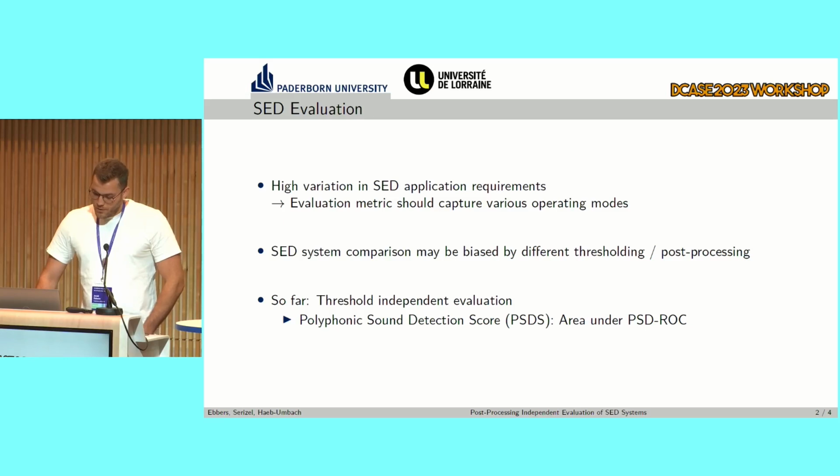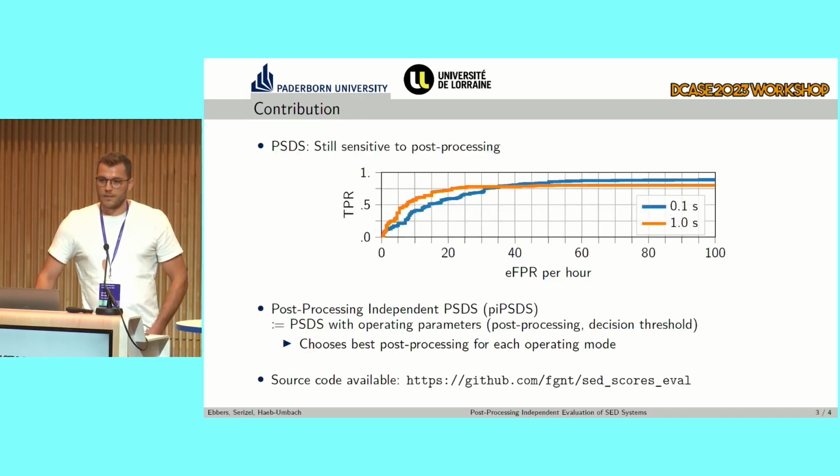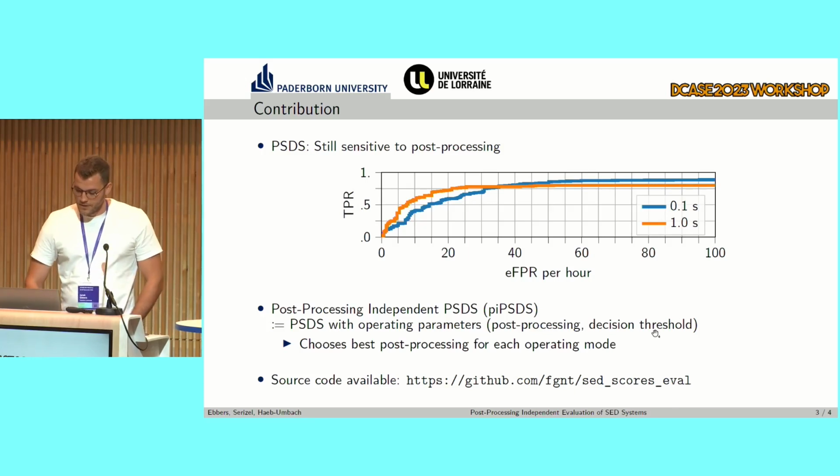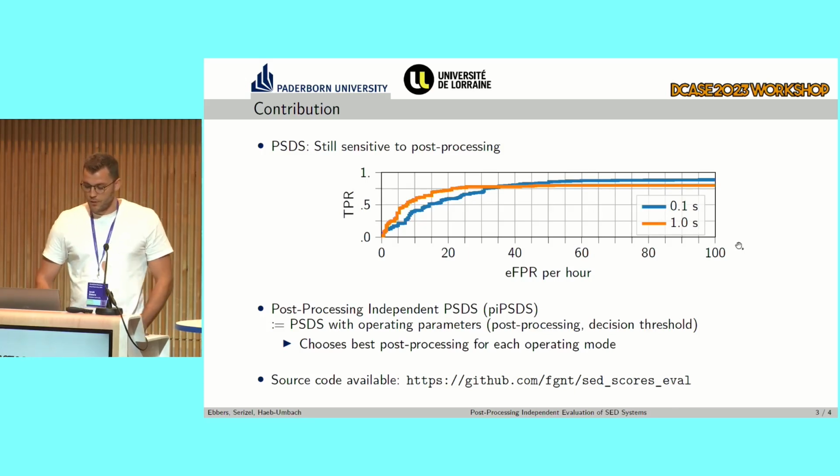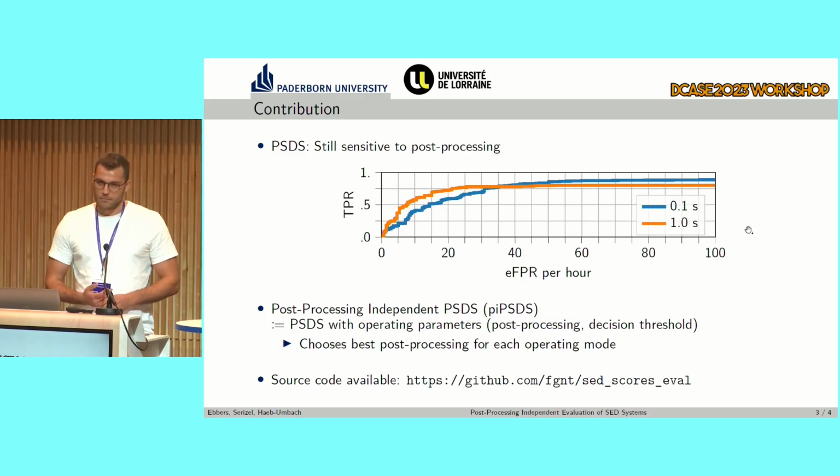So far we use threshold independent evaluation with the polyphonic sound detection score, which is basically an area under curve and therefore aggregates performance over various decision thresholds. However, this metric is still sensitive to the post-processing, as you can see here. This is a speech detection ROC curve for two different median filters, one with 0.1 seconds length and the other with 1 second length. The difference is quite significant, and it's also worth noting that they're in different operating modes. There are different optimal post-processings, right? Here the orange one is better, and in this area the blue one is better.